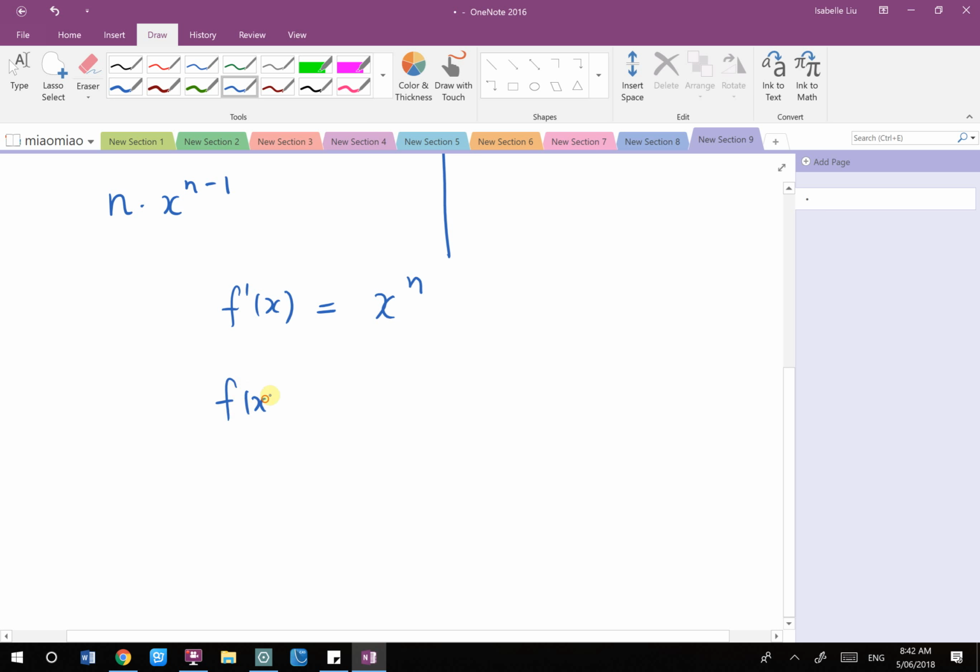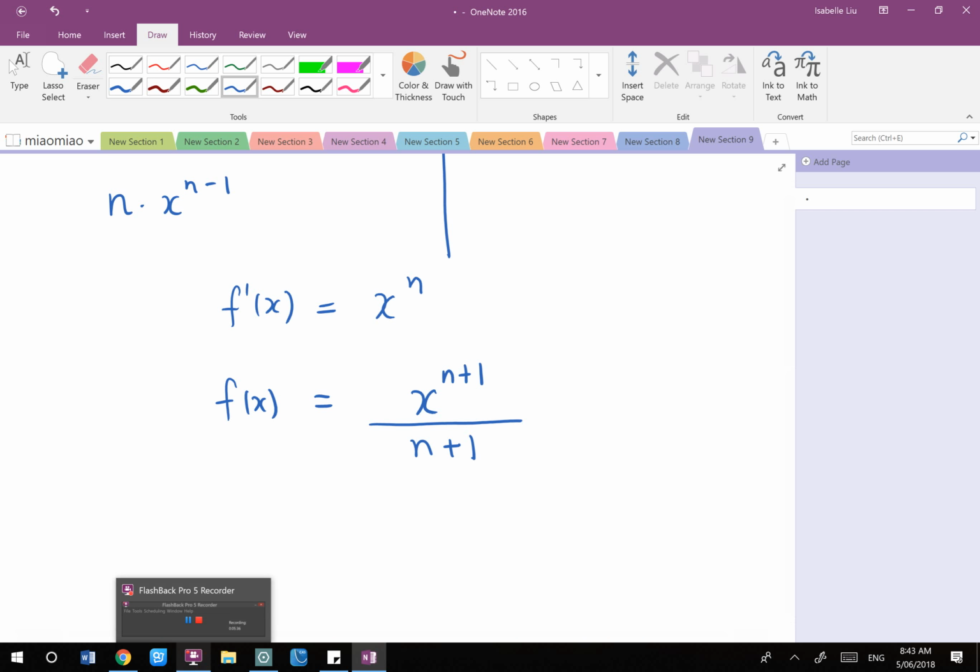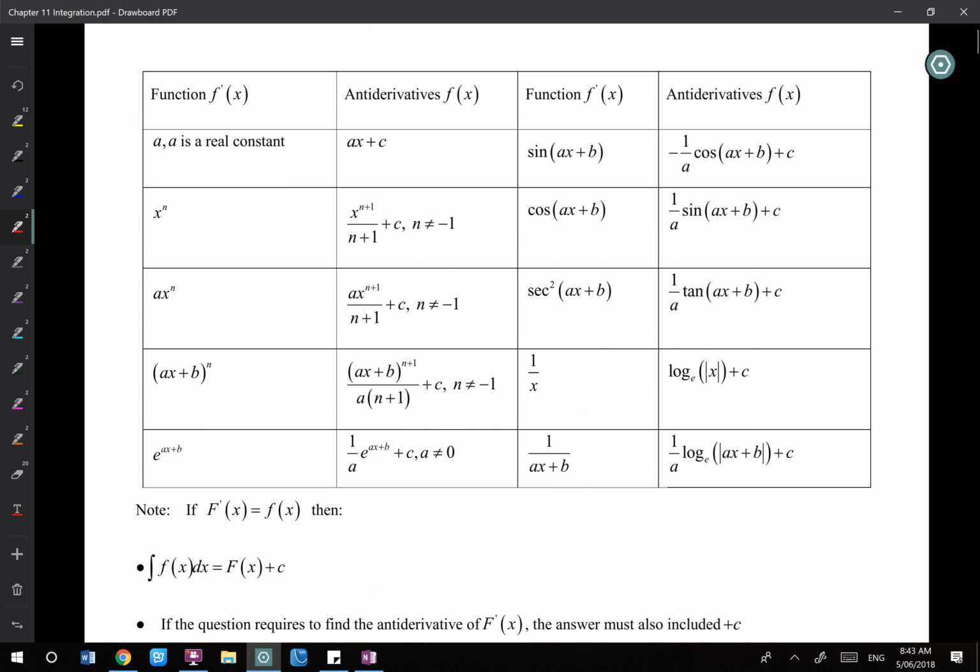Then f(x) will be what? f(x) will be, we increase the power by 1 first, and then we divide by the new, increased power. Originally you multiplied by a larger power. Now we need to make the smaller power back to the larger one and then divide by the larger number. So that is the simplest rule, the first rule for x to the power of n to do the anti-diff. So if we look at this, that's this one.